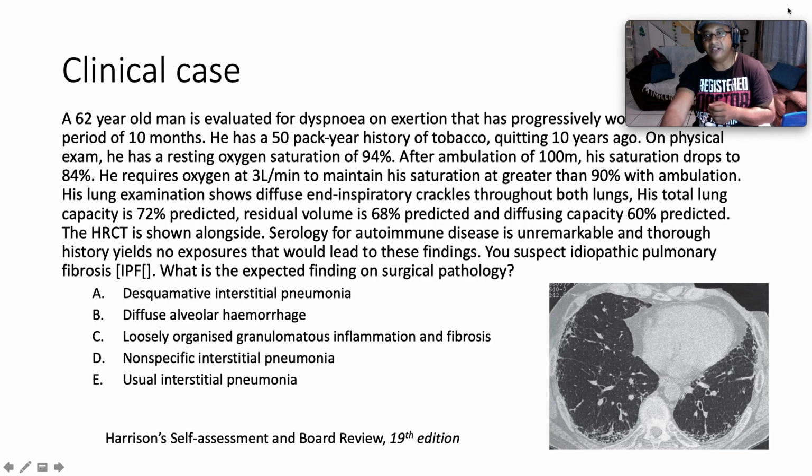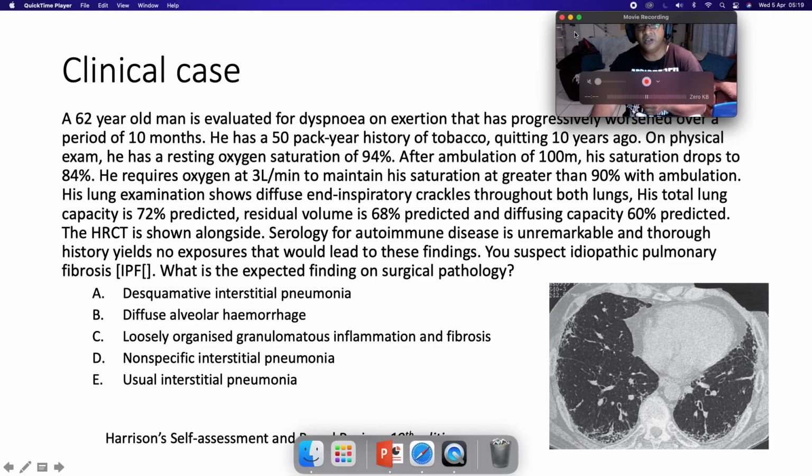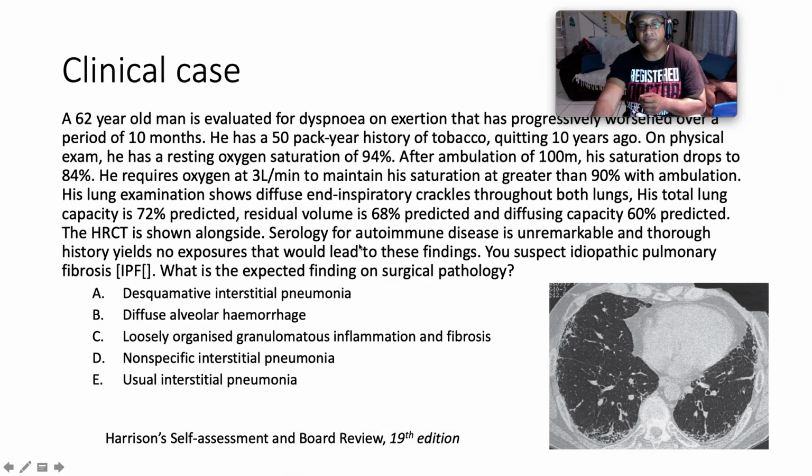Okay, guys, coming back to our clinical case. Just to summarize, we have an elderly gentleman. He comes in with dyspnea, which has progressively worsened over the last 10 months. He has a 50-pack year smoking history, but now he stopped smoking. At physical exam, his oxygen sats are 94% on room air, but after he walks 100 meters, his sats drop to 84%. He requires 3 liters per minute to maintain oxygen sats greater than 90% with ambulation, so he needs domiciliary home oxygen. His lung exam demonstrates crackles throughout both lungs.